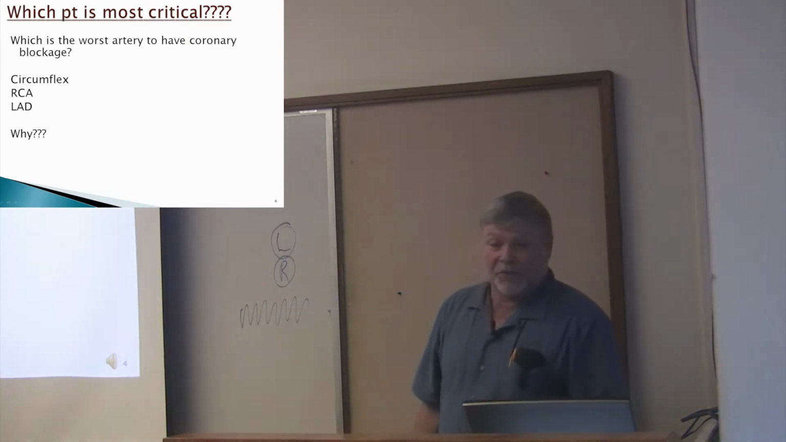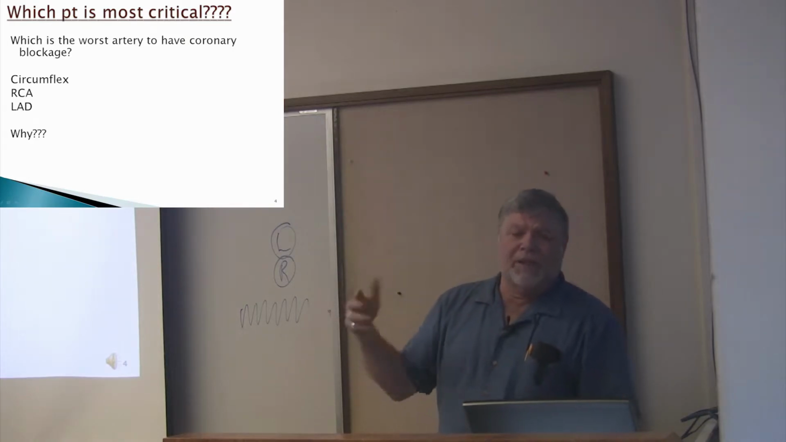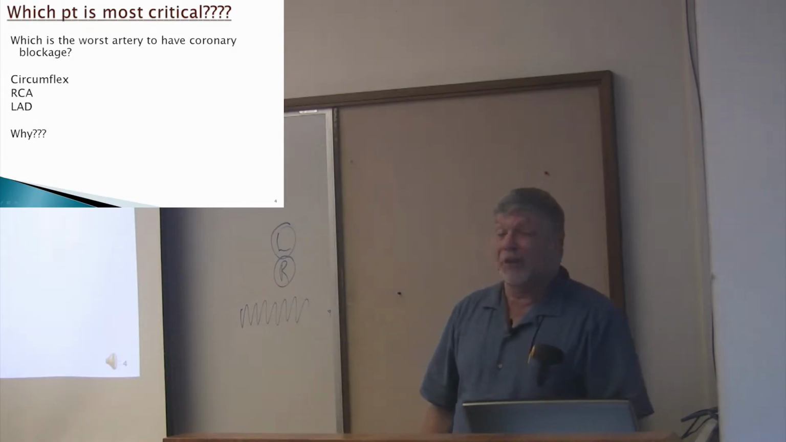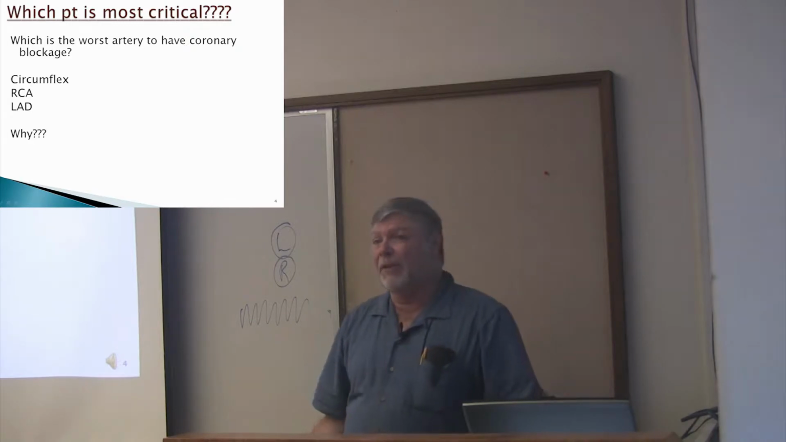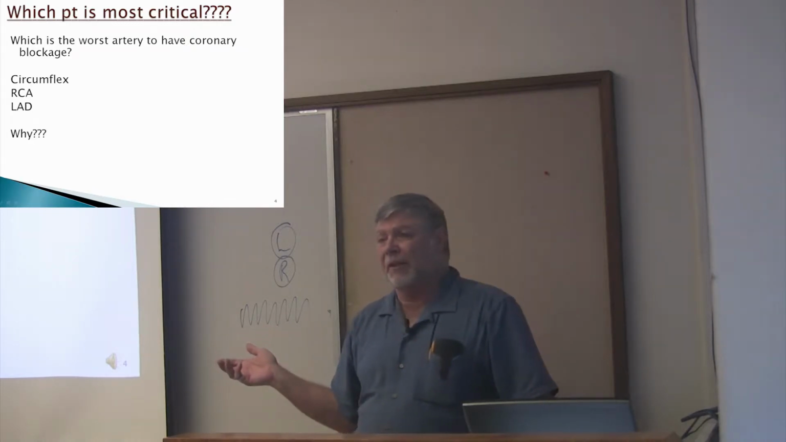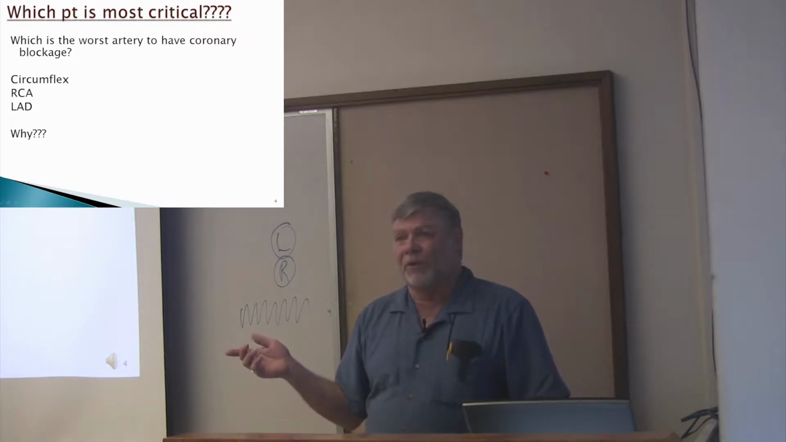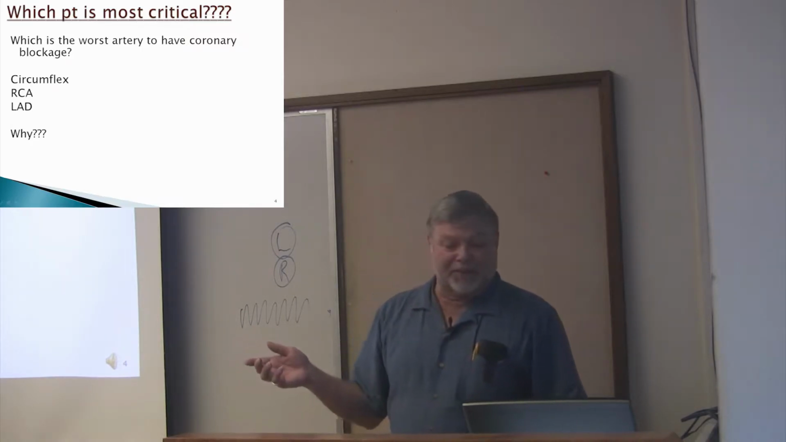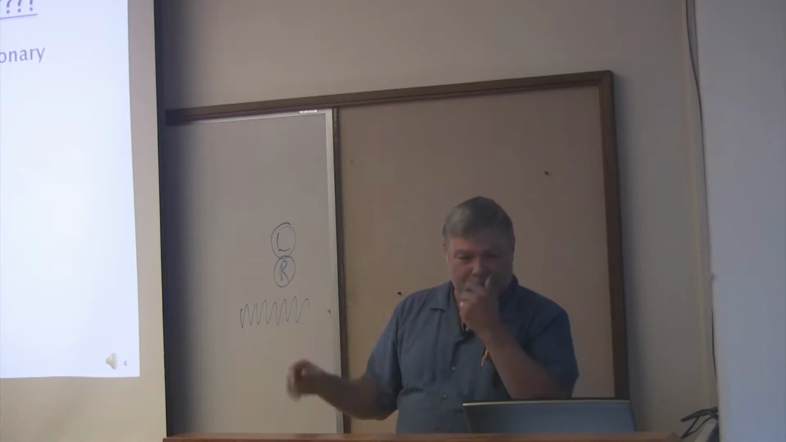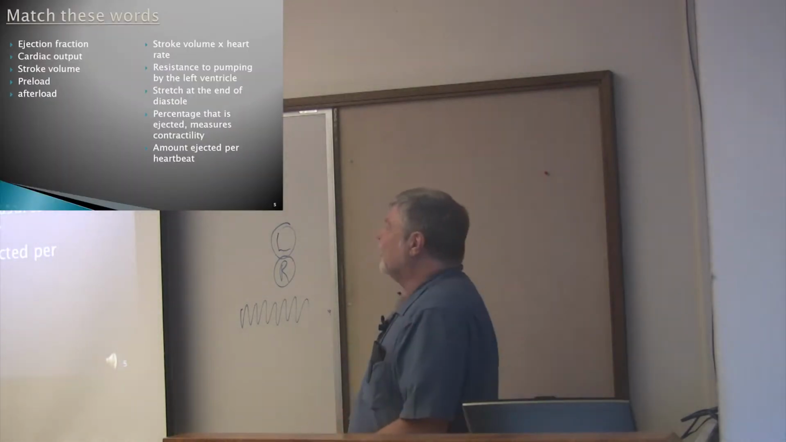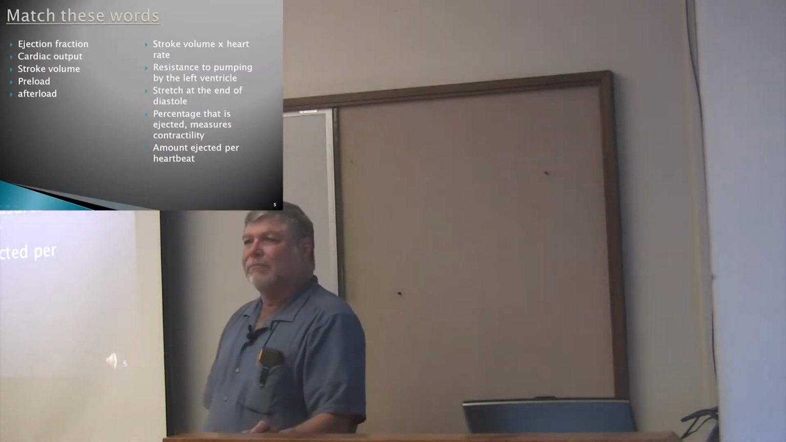So that's why you get the ache or the back pain or whatever. The circumflex goes around the heart, and you don't want any of these occluded, but you particularly don't want the LAD. Somebody who comes in with a 90% occlusion of the LAD is probably on their way to the surgical suite, or at least some really big stents. Depends on what's going on. So what's ejection fraction?